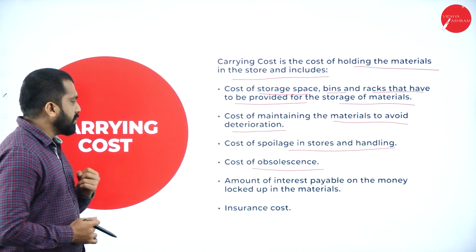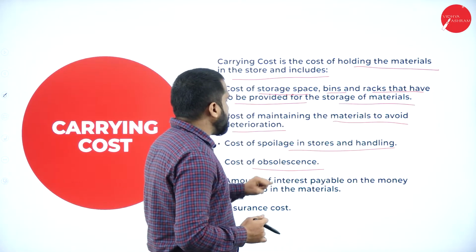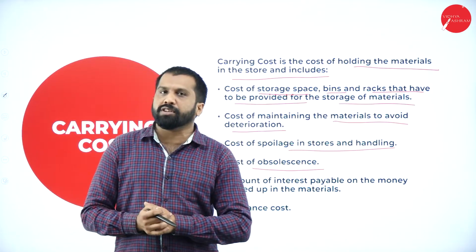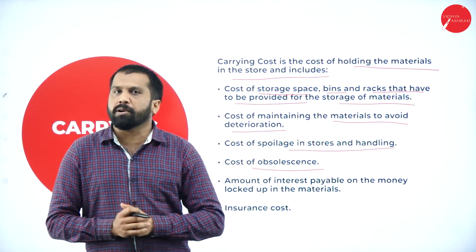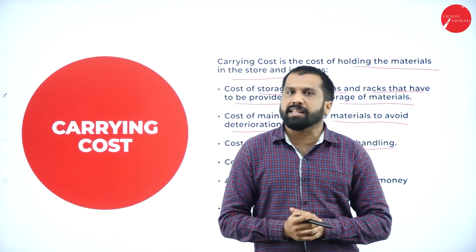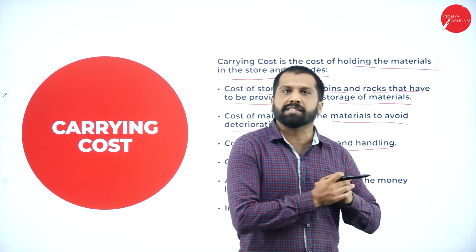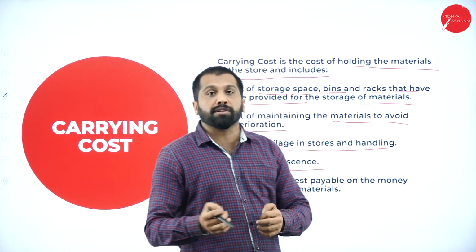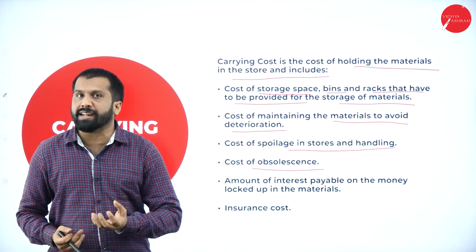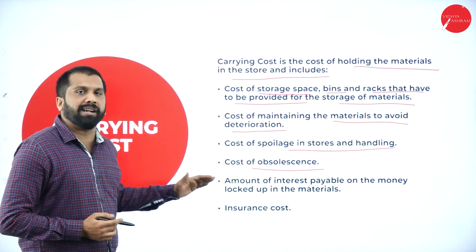Becoming old. Then the amount of interest payable on the money locked up in the material. As I gave you the example in the previous session, you are the head of the family, you have 20 or 30,000 salary. Will you buy ration or provisions for 6 months in advance now itself? No. Why? Because you don't have enough money. If you spend it, whatever interest you are getting, you lose. That's why we have to keep all those in mind.